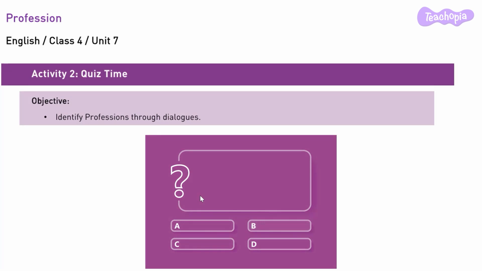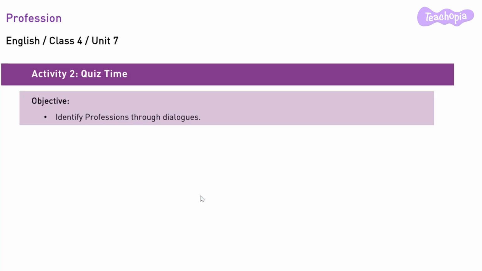The objective of this activity is to identify professions through dialogues. Let's start. Please read the dialogue between the two people. Ask learners to guess the profession of the second person based on the dialogue.